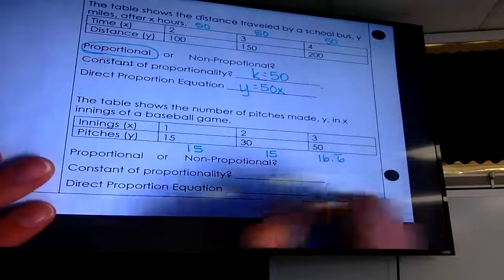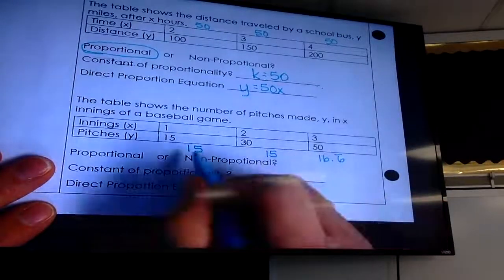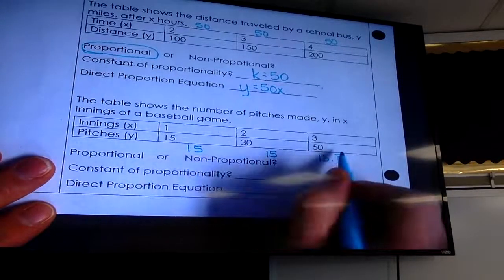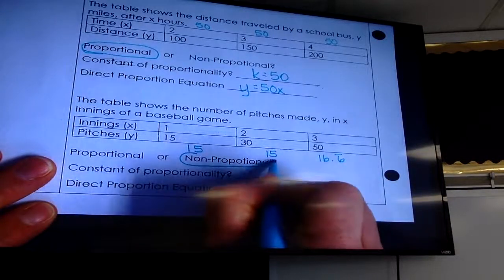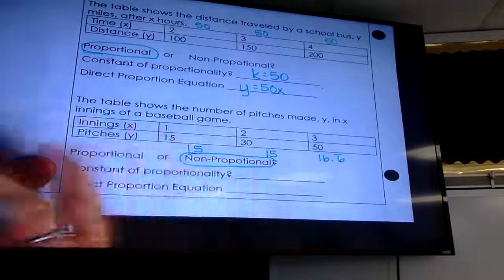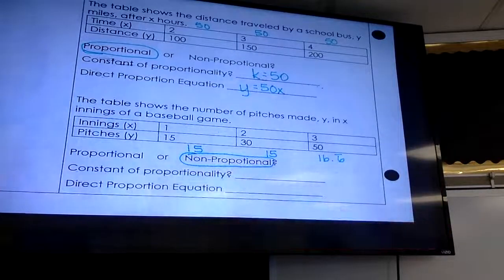16.6 repeating. And see, this is why it's important to go all the way out, because it started the same and then it changed. So because my rates are not all the same, I would say this is a non-proportional relationship, and then that's it. I can't do the rest of this because I circled non-proportional.